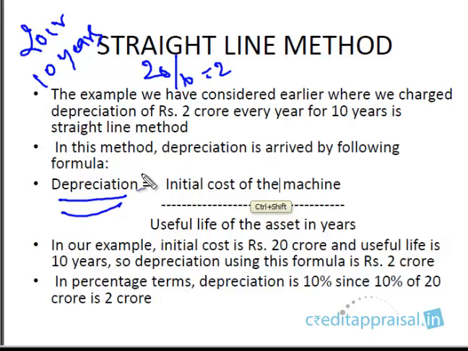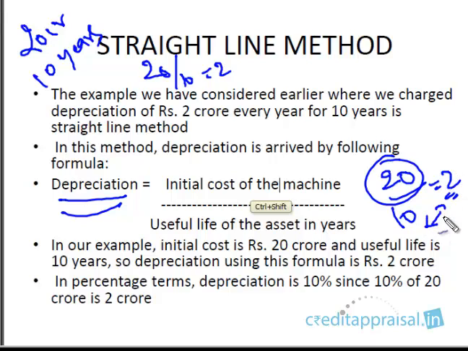In the straight line method, we calculate depreciation simply by dividing the cost of the machine, say 20 crores, by the life of the machine, say 10 years, and then we arrive at a depreciation amount. So instead of showing the 20 crores in the first year itself, we show 2 crores for the period of 10 years. This is the straight line method. It is a very simple formula.